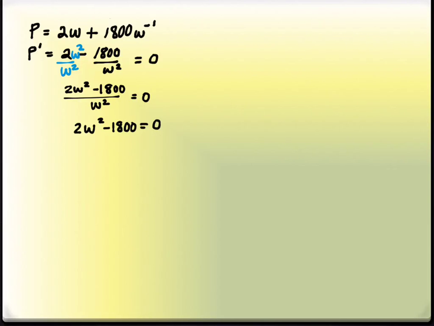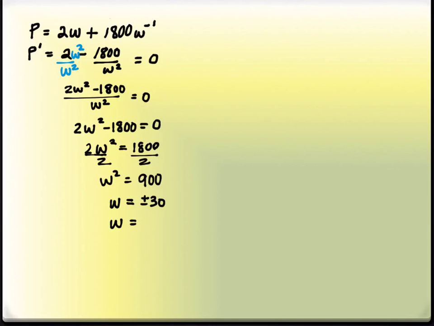Okay, so what's my first step in solving for w? That sounds great. So we're going to do 2w squared equals 1800. And then what? Divide by 2. So I have w squared equals 900. What will w be? Yeah, technically it's plus or minus 30. Of course, that's not really what we have here, right? What one is it really?